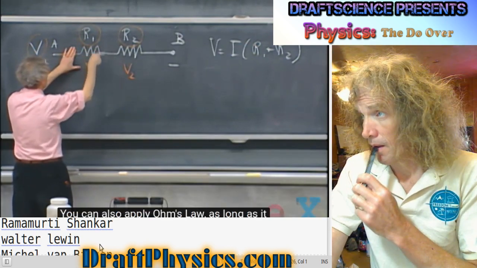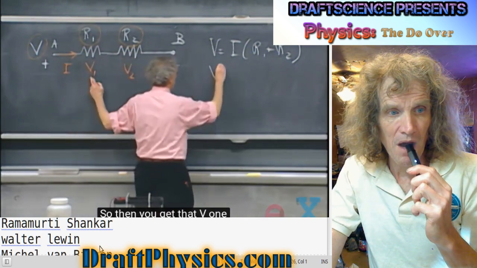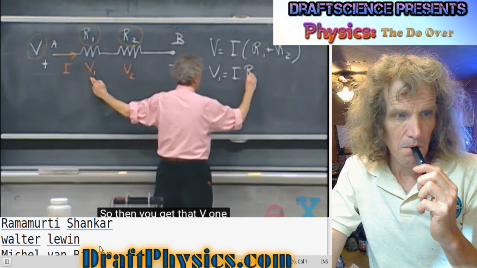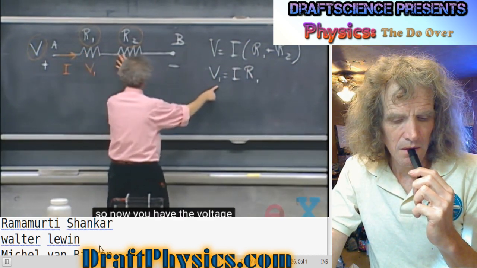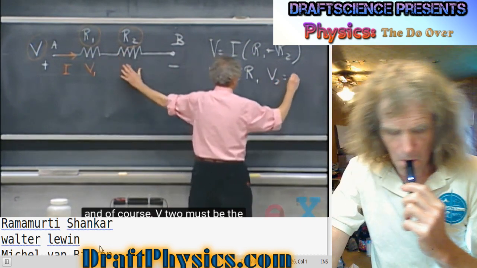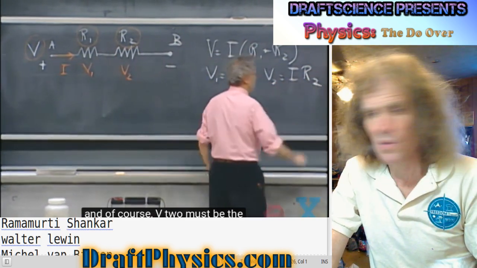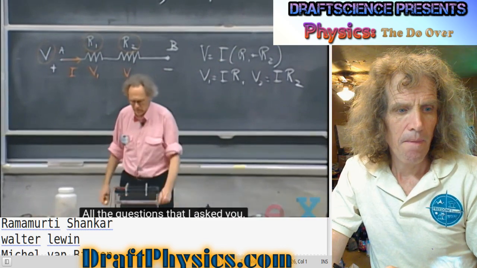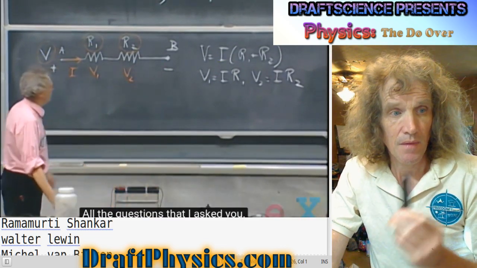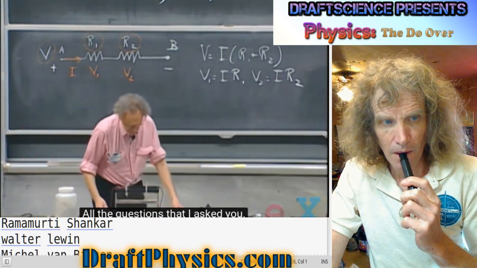You can also apply Ohm's law for this resistor alone. Then V1 equals I times R1, so now you have the voltage over this resistor. And of course V2 must be the current I times R2. And so you have solved your problem. All the questions that I asked you, you have the answers to.